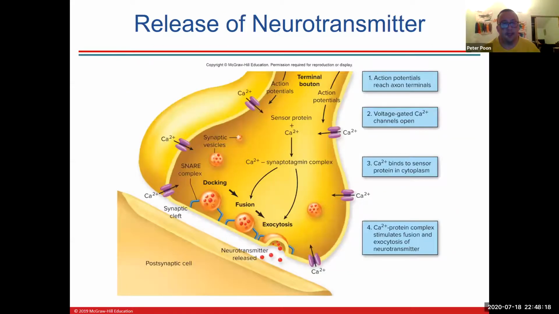So let's talk about this. Here, the action potential reaches the axon terminal. You open up calcium channels here. The calcium binds to this synaptotagmin complex, which then causes exocytosis to happen, and you release the neurotransmitter. Once the neurotransmitter is released, it's usually destroyed right away, and so you have to do this over again.